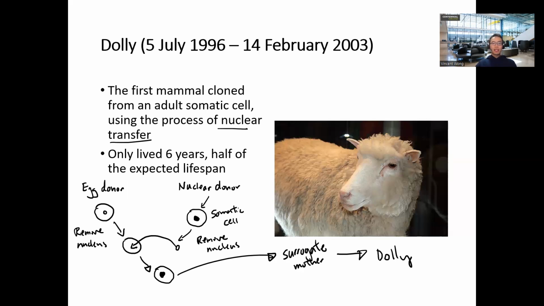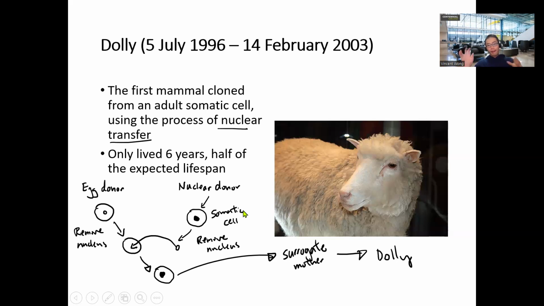Okay, so it made big news because it was a scientific achievement, but the sheep was only able to live 6 years, okay, half of the expected lifespan. Why the short lifespan? People who are not familiar with the scientific concepts might wonder, right? Is it because the cloning process actually creates a sheep that's unhealthy, or is there something else? It actually has to do with the telomeres.